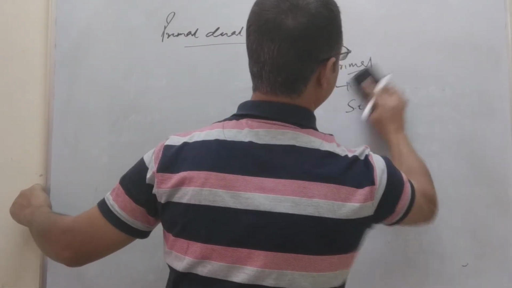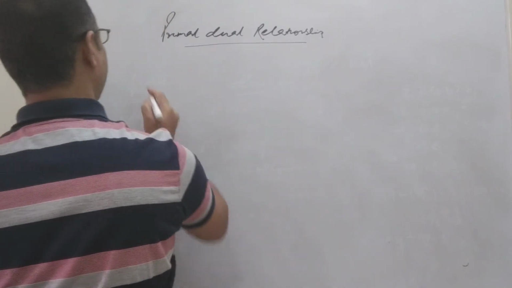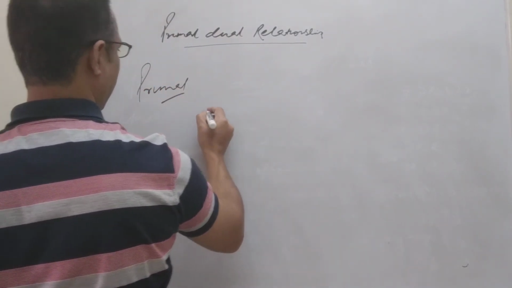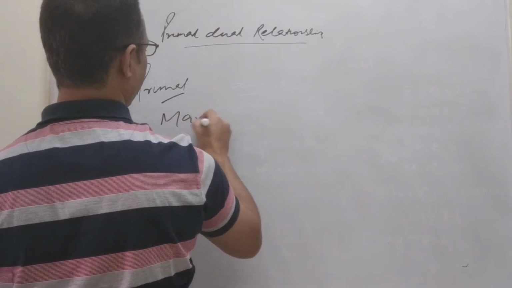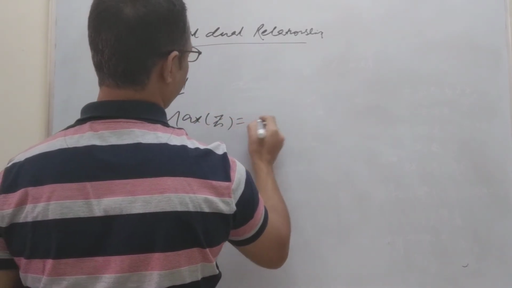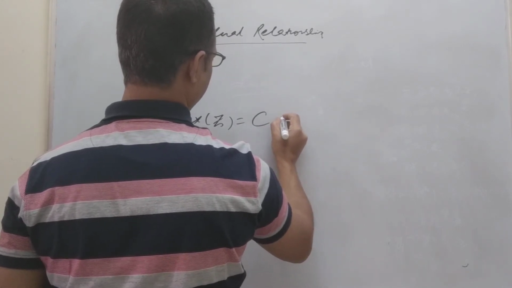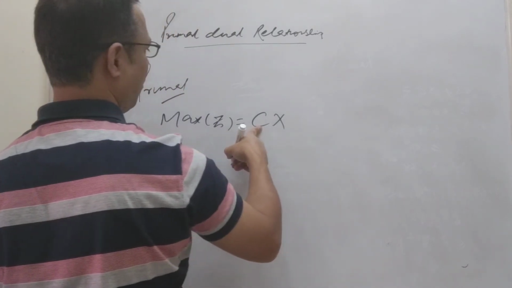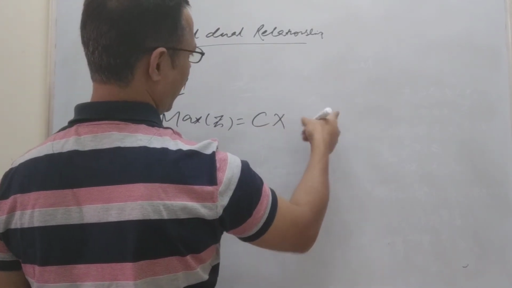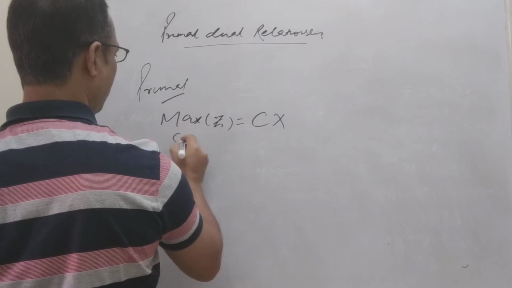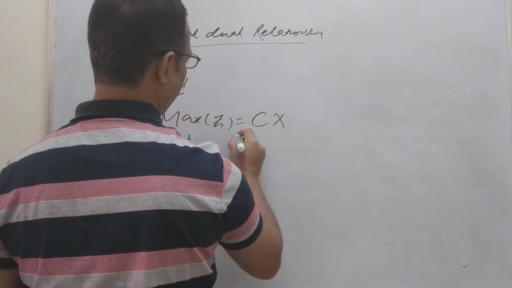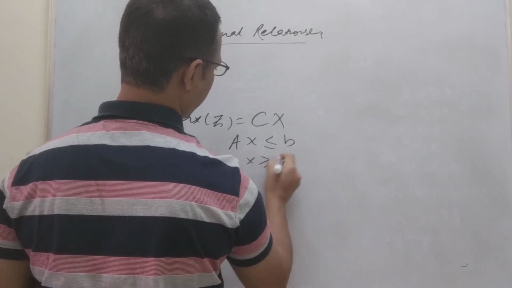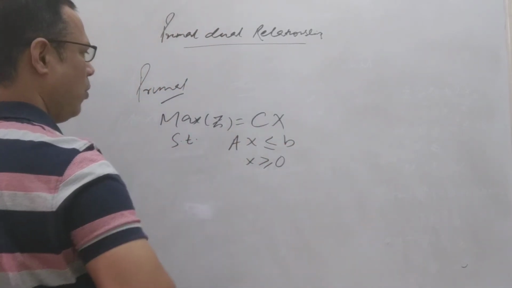According to the definition, suppose you have written the primal like this: max Cx, meaning there are some coefficients of the objective function like 2x1, 3x2, and subject to Ax less than or equal to B, and x will always be greater than or equal to 0. Suppose this is the form of the primal.